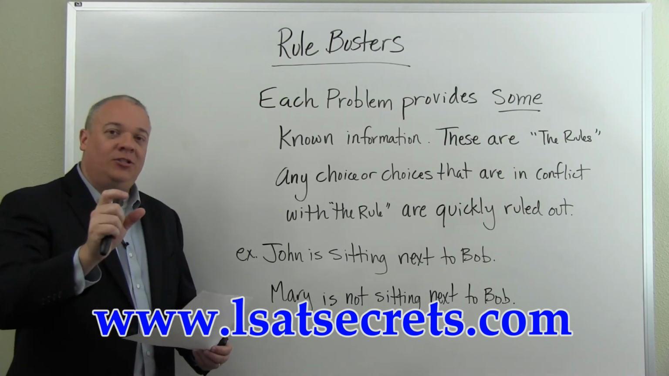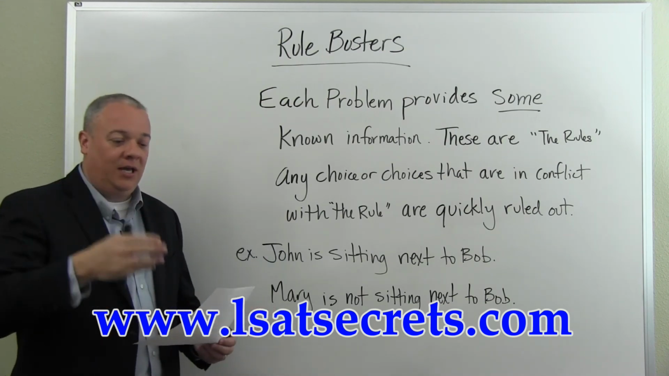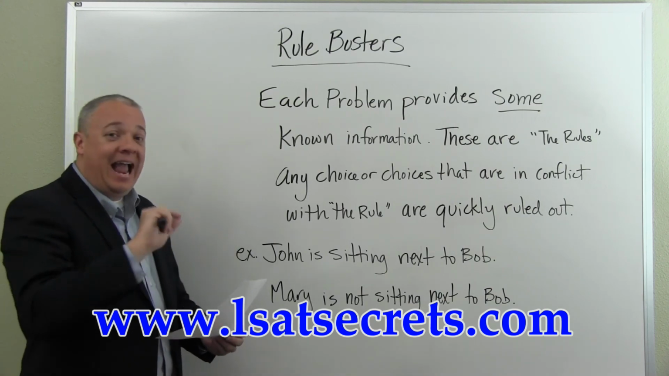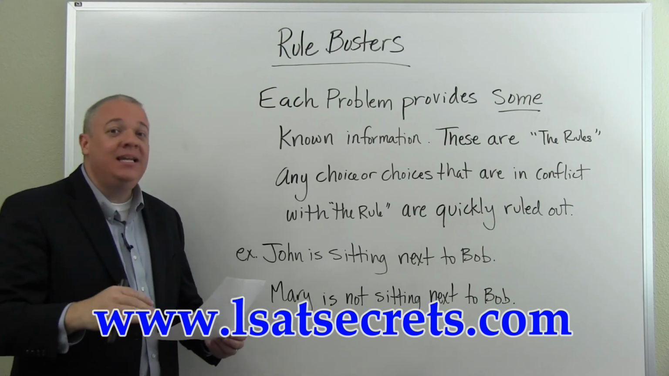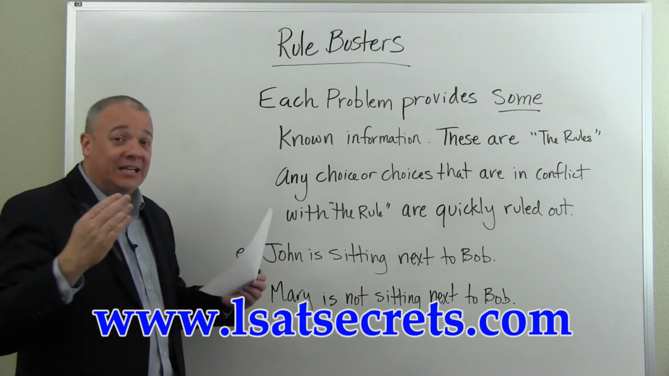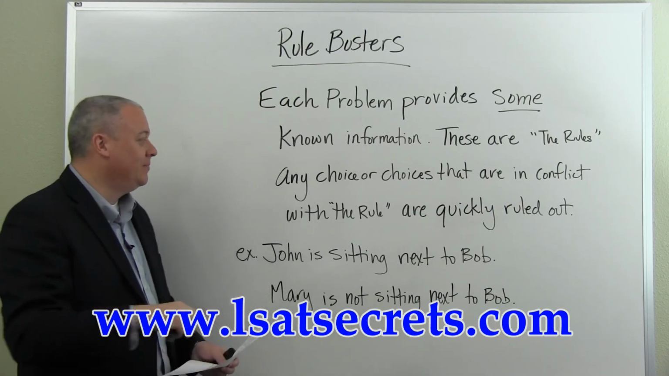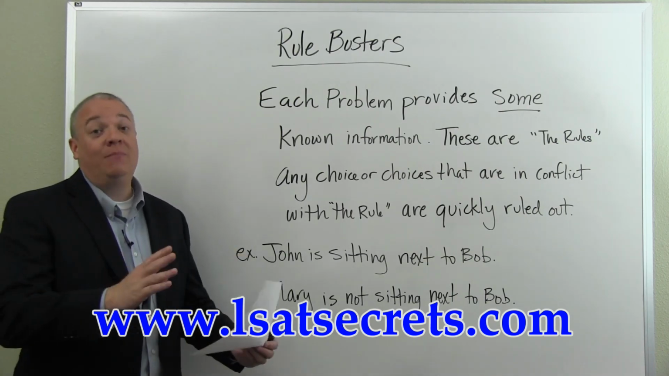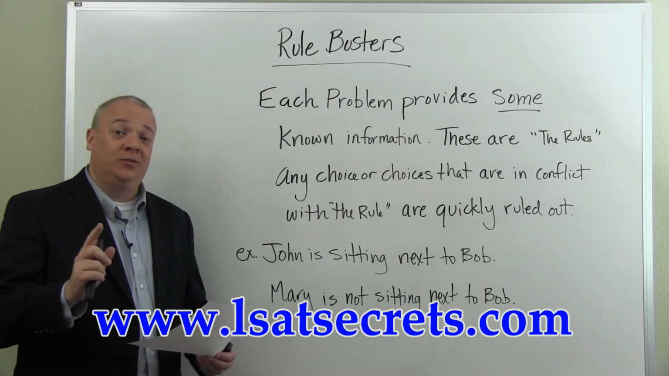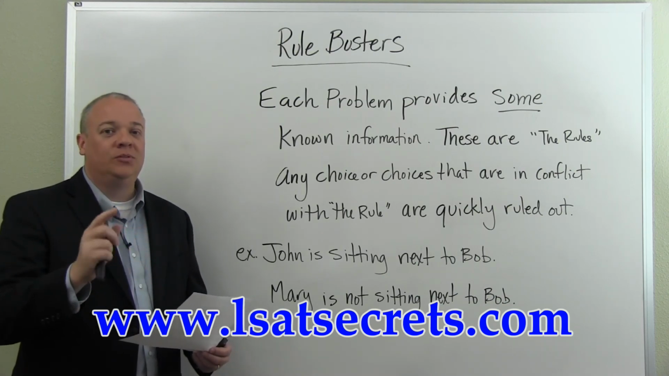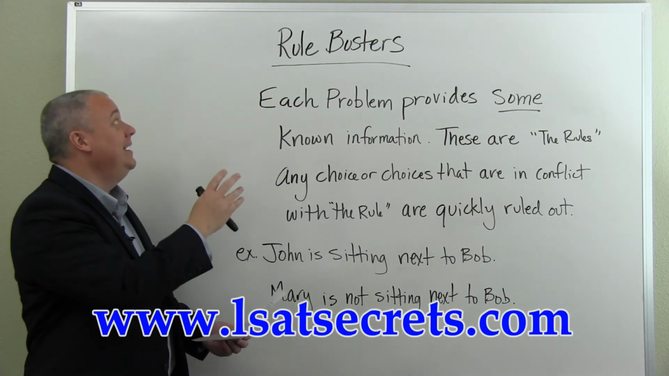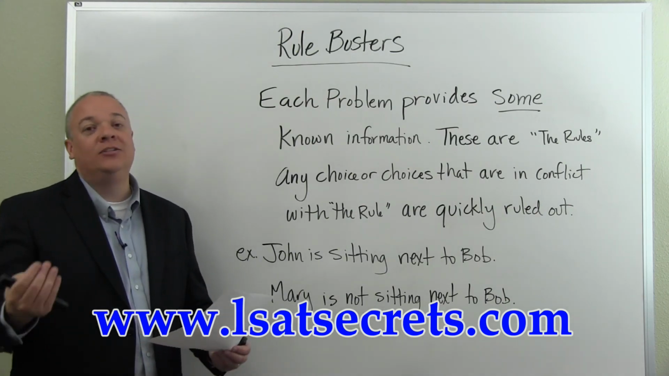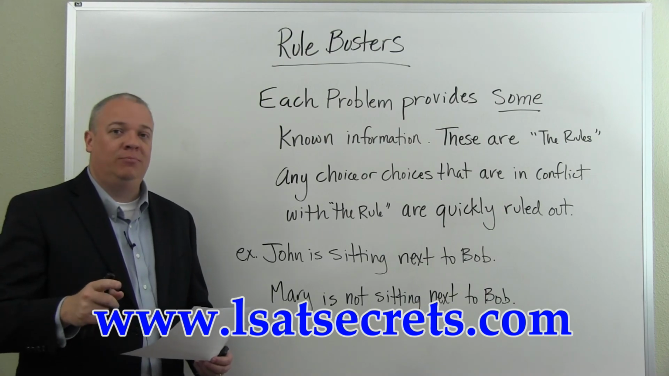So as you look at the question or problem, take the information they give you and say, okay, this is the rule. This is what I know to be certain. Then, any choices for answers beneath that question or problem that are in conflict with the rule can be immediately and quickly ruled out. You can remove them from consideration because they are in conflict with the known information or the rule. So this is the technique of the rule busters. Any answers to a problem or question that are in direct conflict with the information provided.